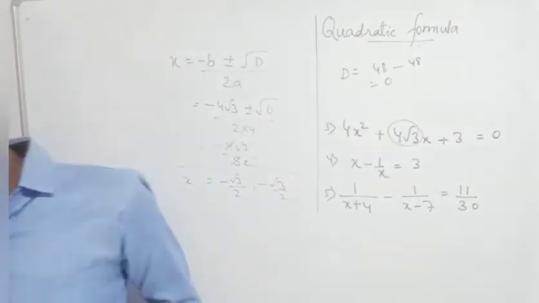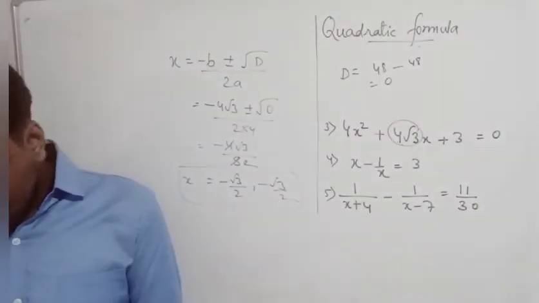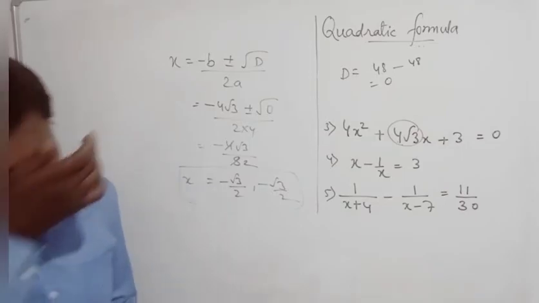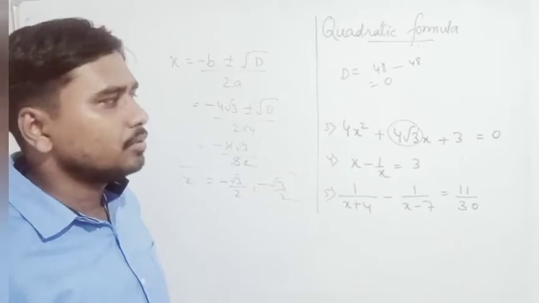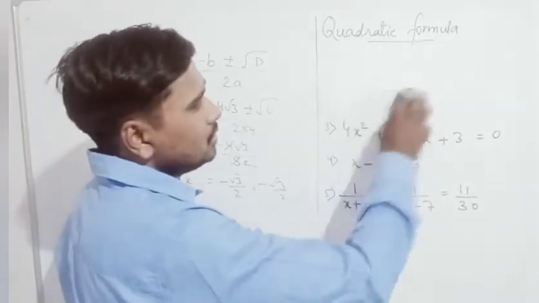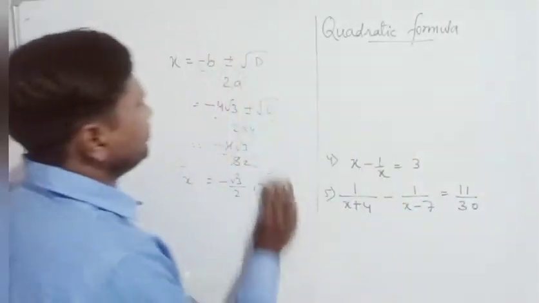Clear? Why equal? Because the discriminant value is 0. So we will have equal roots. The value of x that comes, both the parts will be equal. Okay. Now see the next question.